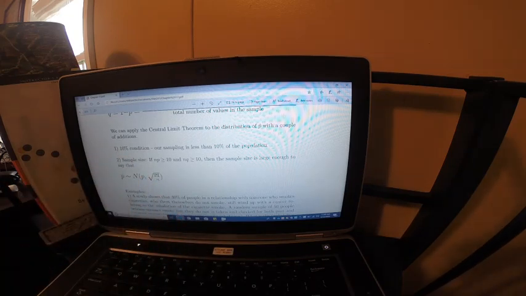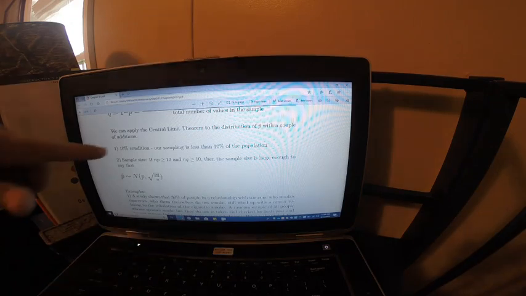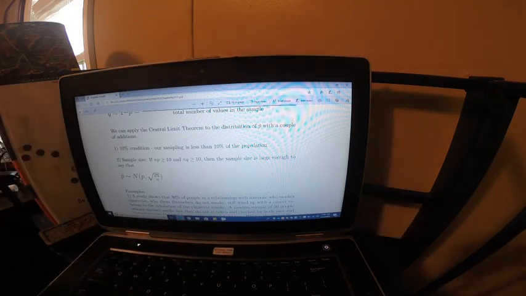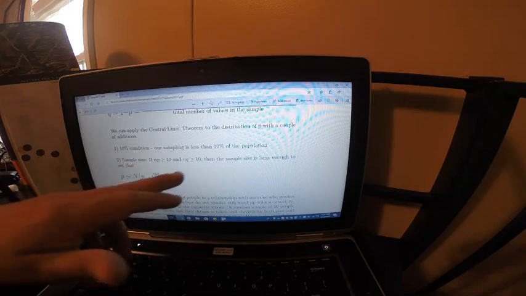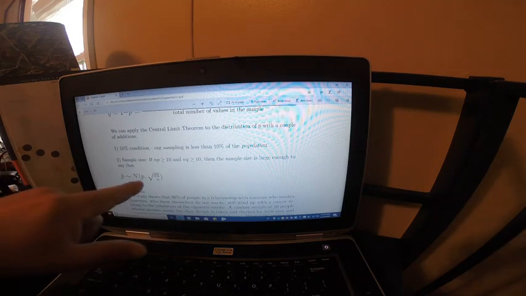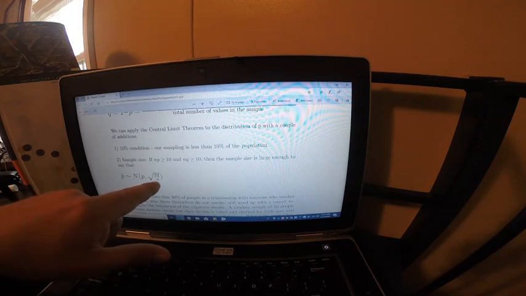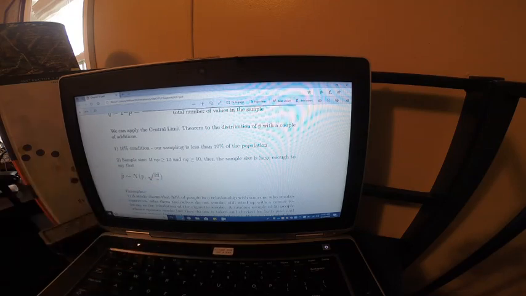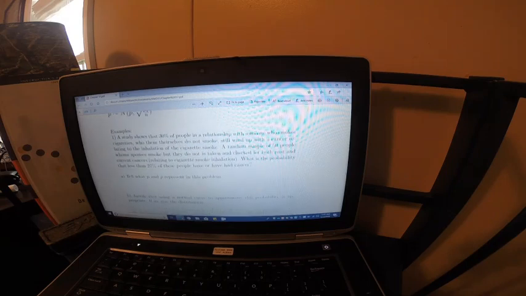Essentially, we can't be too big. We've got to be less than 10%, but we also can't be too small. This N times P and this N times Q have to be greater than or equal to 10. So as long as we're between those two conditions, we can say that our P hat is approximately normal with a mean of P and a standard deviation of the square root of PQ over N. Okay, let's look at some examples.